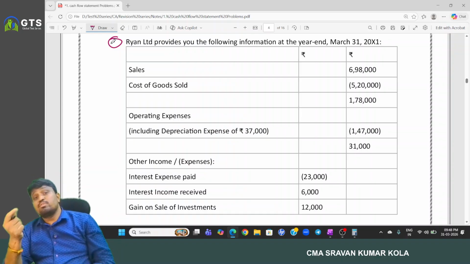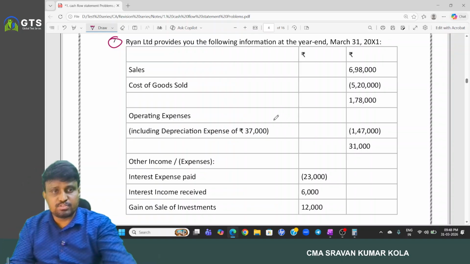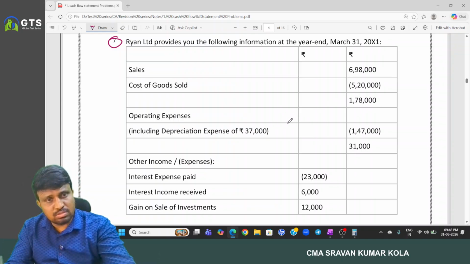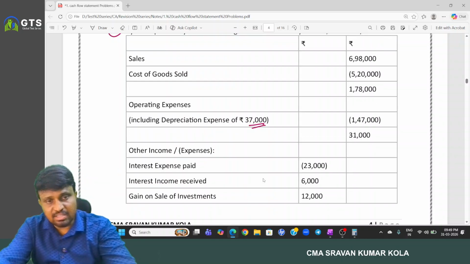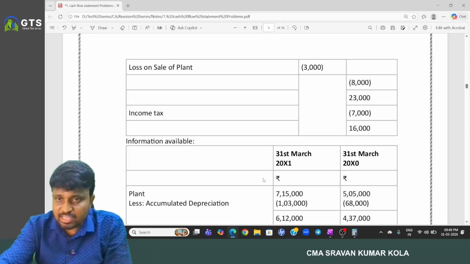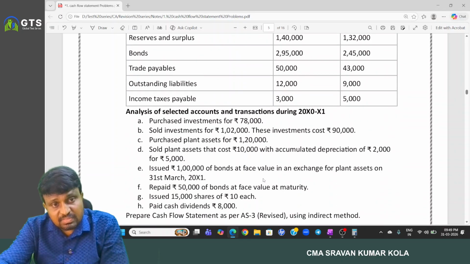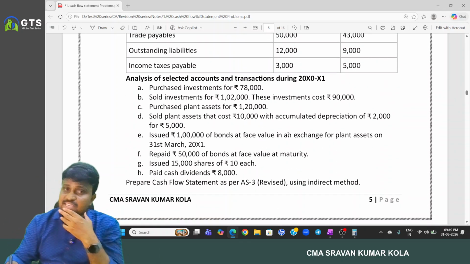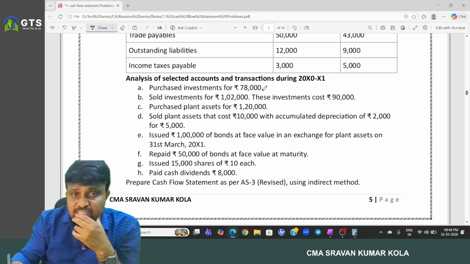Rayan Limited provides you the following information for the year ended 31st March 2000. Next one: sales and cost of goods sold, operating expenses including depreciation, which is nothing but a non-cash expense. Other incomes we have: interest expense paid, interest income received, gain on sale of investment, loss on sale of plant, and the income tax. And coming to the balance sheet, data was given. And here is the analysis of selected accounts and the transactions during the year, and purchased investment.